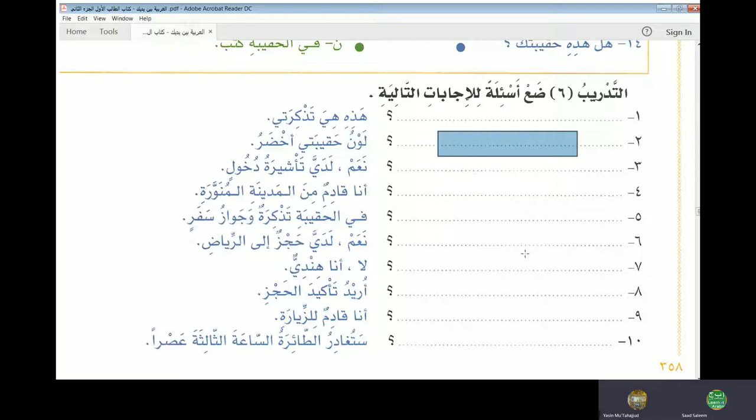What is the color of your bag? Okay. What is the color of your bag? The color of my bag is green. Okay.